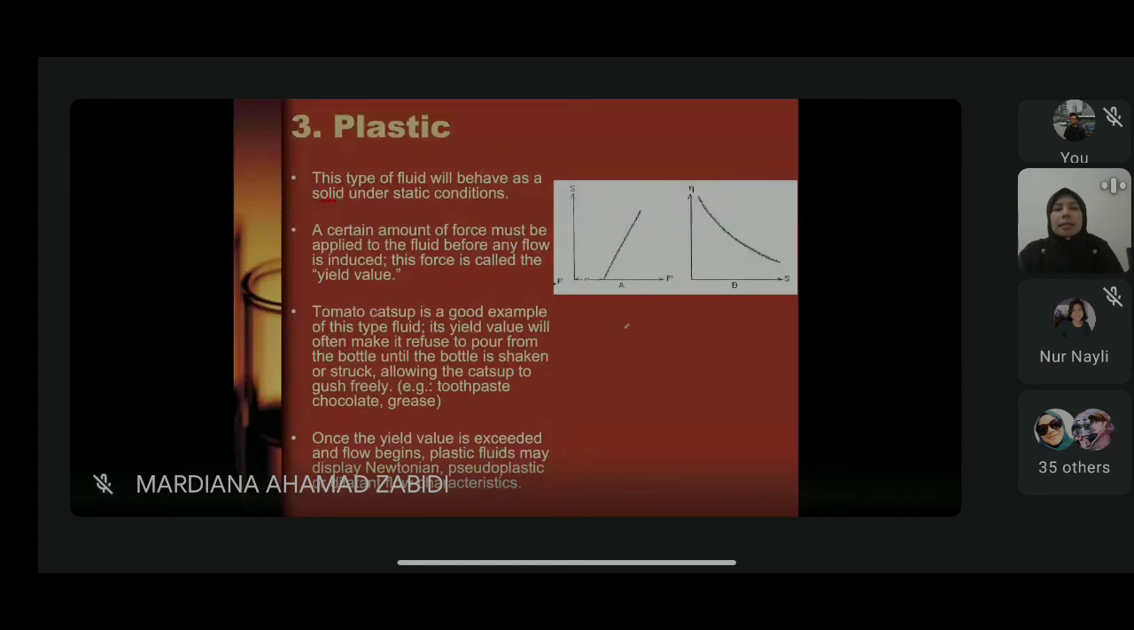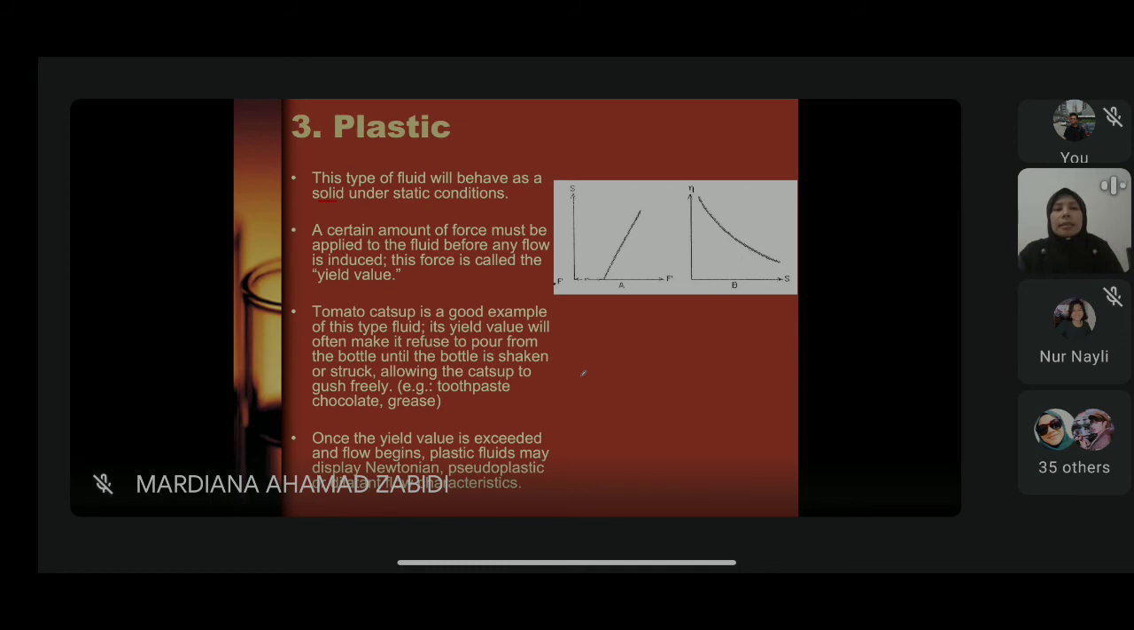Sepatutnya ada gambar dekat sini, hilang pula gambar tu. Tak apalah, nanti dalam you all punya slide tu ada gambar orang tu dia buka tomato ketchup and then suddenly the tomato ketchup bursts out. Okay, contohnya this one we talk about tomato ketchup. Okay, if you go overseas later, orang kat luar tak panggil tomato sauce, they call it tomato ketchup.